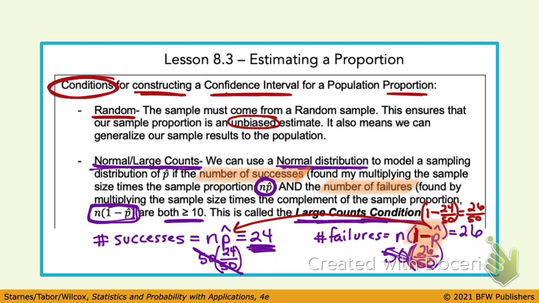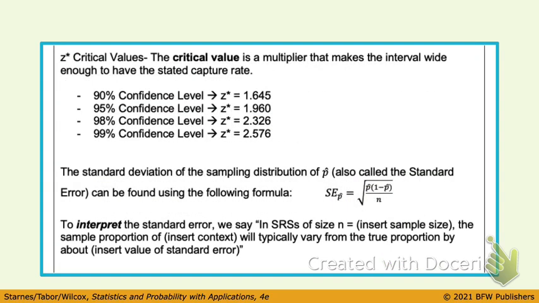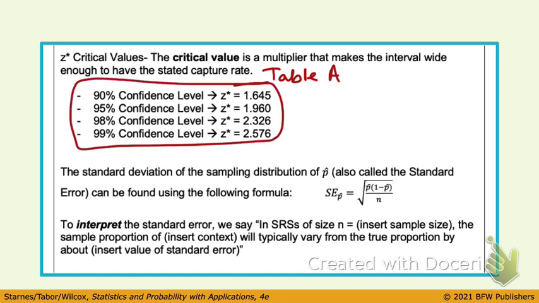Okay? All right, and then Z-star critical values. Z-star critical values, you're going to see in your Sapling that it's going to talk about Table A. Basically, what I've done is given you guys the 4 most common Z-star critical values from Table A. Table A is just a big, giant table full of data that you look at and find the values. But this is just the 4 most common ones.